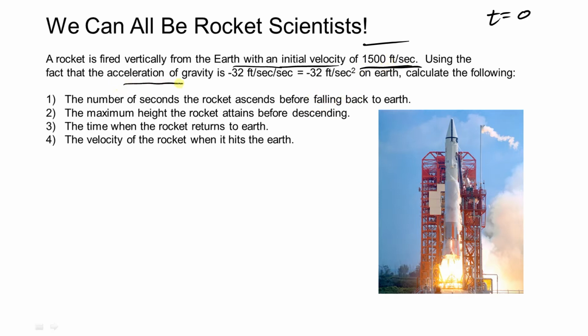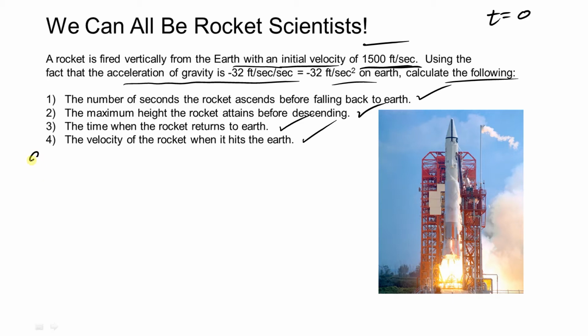Using the fact that the acceleration of gravity is minus 32 feet per second squared on Earth, calculate the following: the number of seconds a rocket ascends before falling back to Earth, the maximum height the rocket attains before descending, the time when the rocket returns to Earth, and the velocity of the rocket when it hits the Earth. Well, it turns out that this is going to be very similar to a problem that we just worked, with just a few more things that we want to solve for.